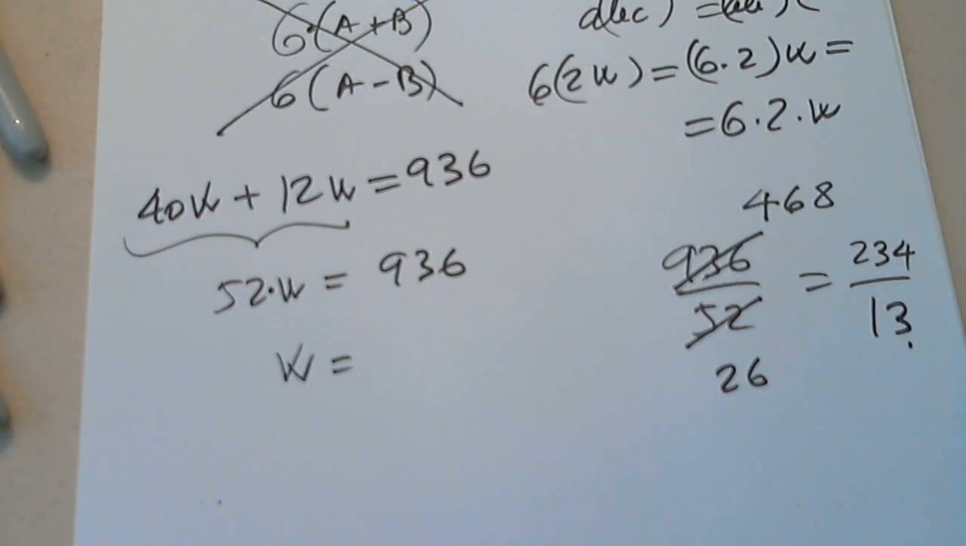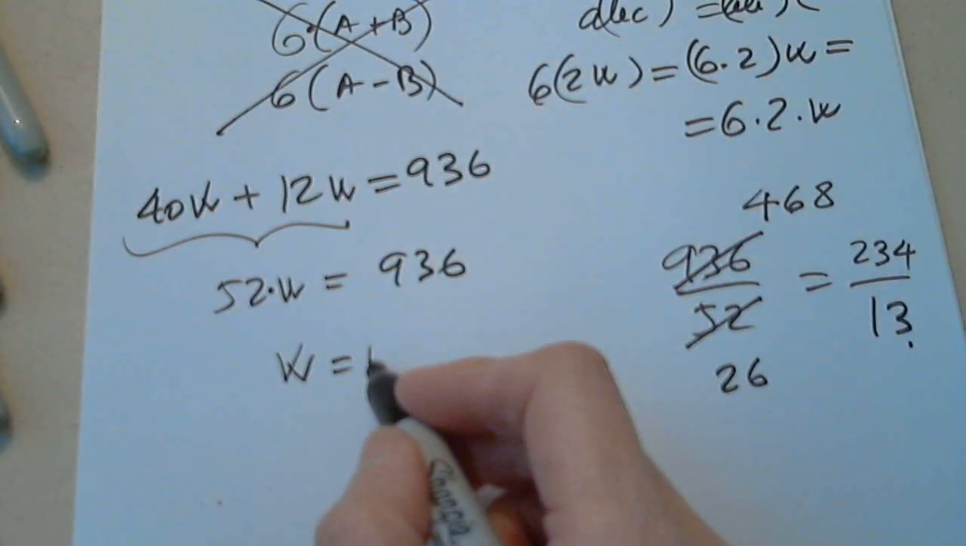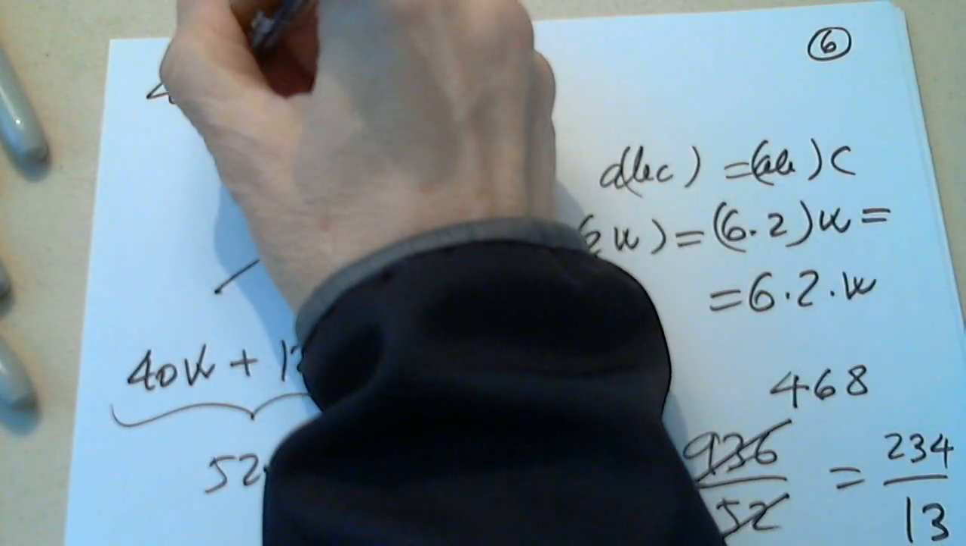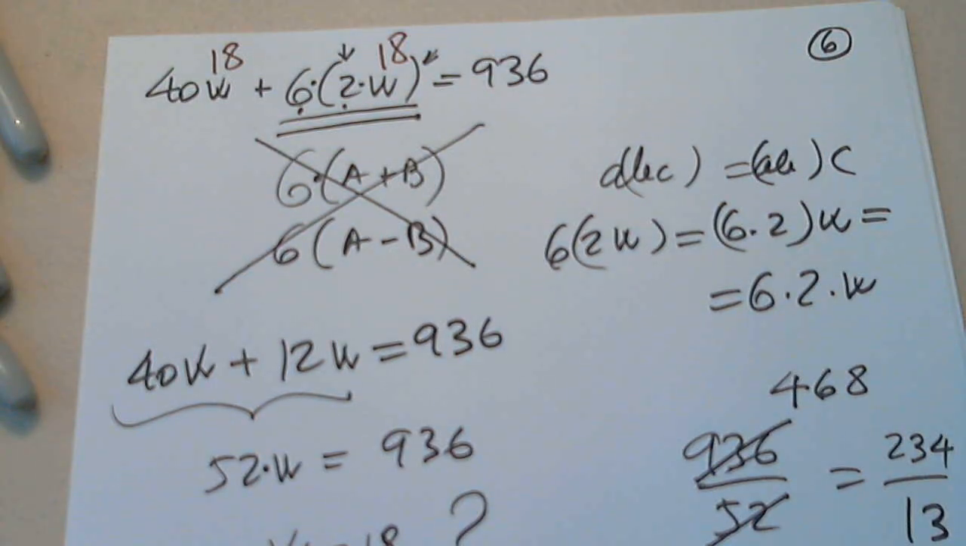And I can use a calculator, but I just want you to see that most of the time, simplification, so 234 divided by 13. Simplification gives us a very, very easy path most of the time to the final answer. So W is 18. Is it true? I have no clue. However, I don't need anybody to tell me yes or no. I will plug it in. I will use a calculator.